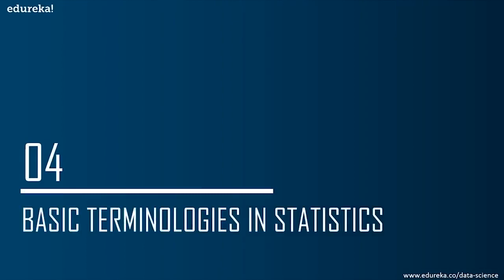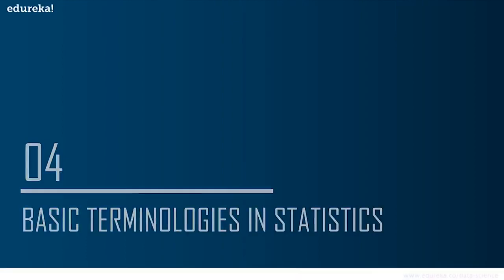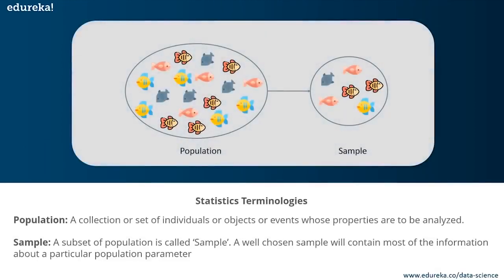Okay, so now let's move on and look at our next topic, which is basic terminologies in statistics. Before you dive deep into statistics, it is important that you understand the basic terminologies used in statistics. The two most important terminologies in statistics are population and sample. Throughout the statistics course, or throughout any problem that you're trying to solve with statistics, you will come across these two words, population and sample.